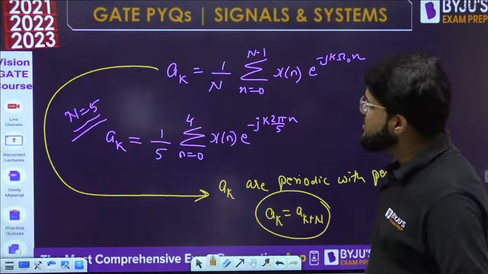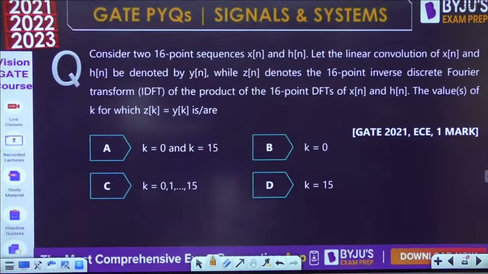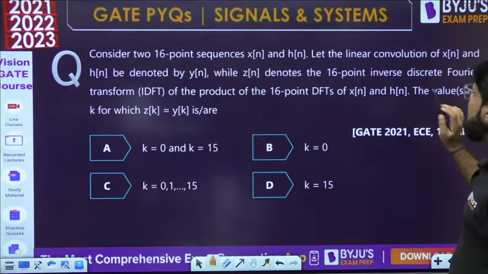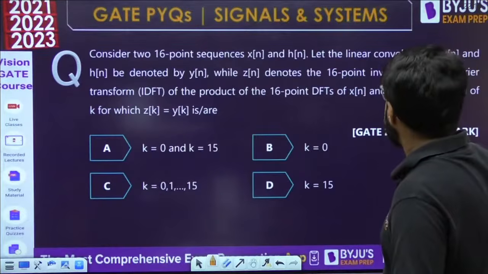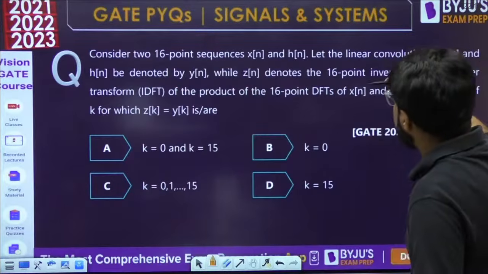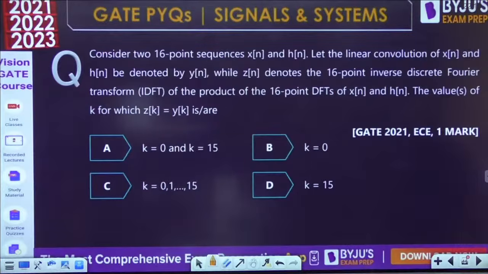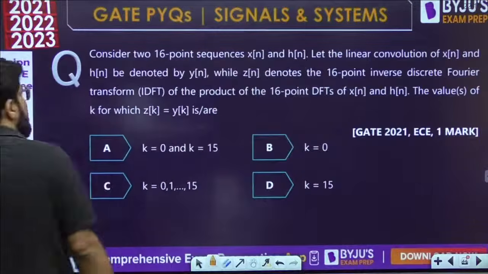Moving ahead to the next question, dear. Consider two 16-point sequences xn and hn. 2021, 1-mark question. Let the linear convolution of xn and hn be yn, while zn denotes the 16-point inverse discrete Fourier transform, IDFT, of the product of 16-point DFTs of xn and hn. The values of k for which zk is equal to yk.